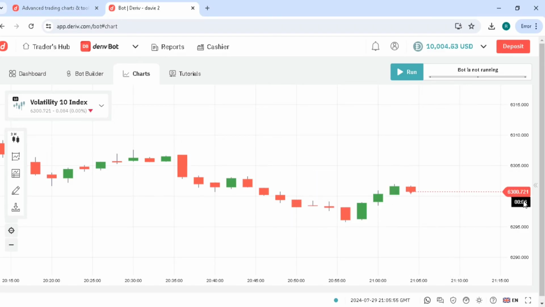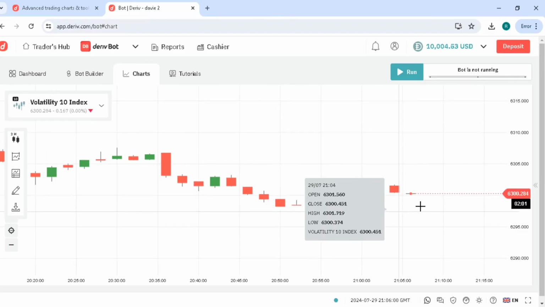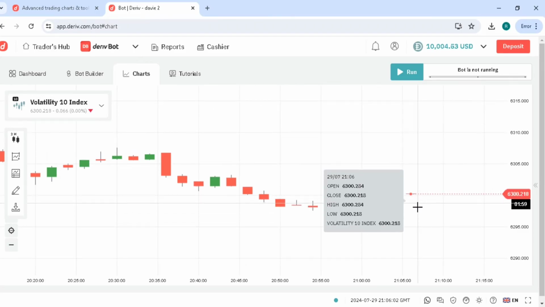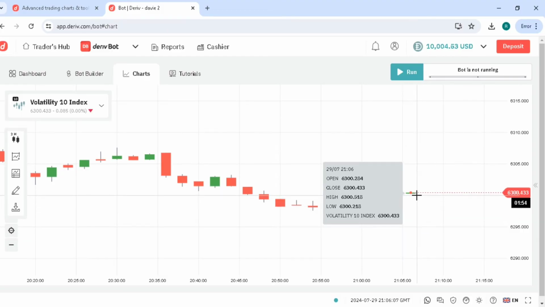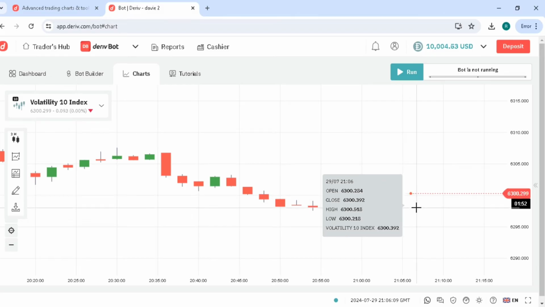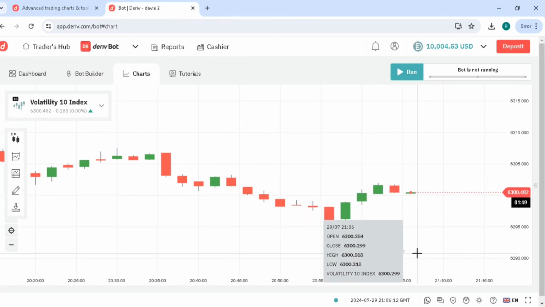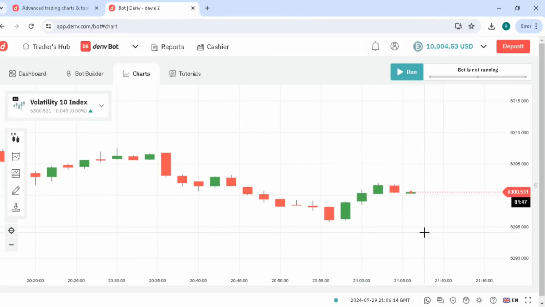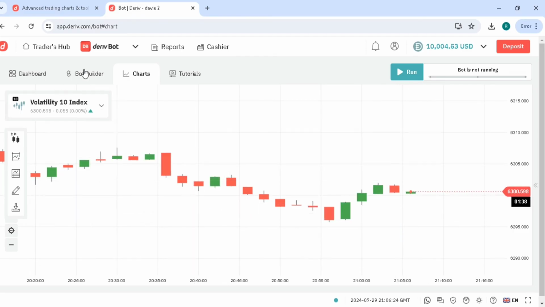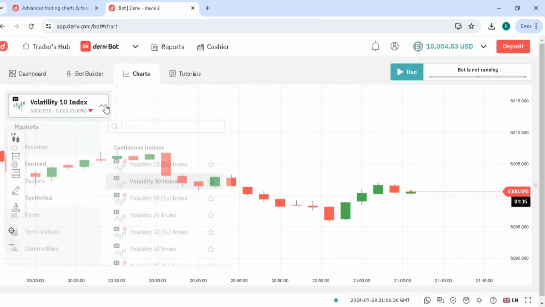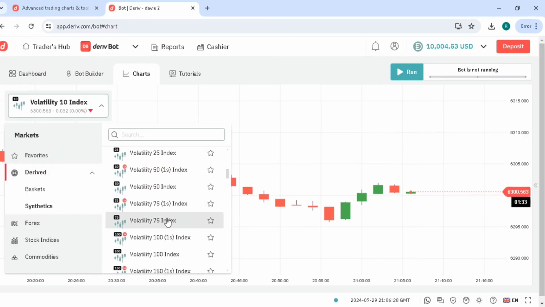Now let's wait for the new one. So if it moves down once, twice, thrice, then it retests, you enter your market. But if the candle has already been formed and it has a wick, let me look for another market.